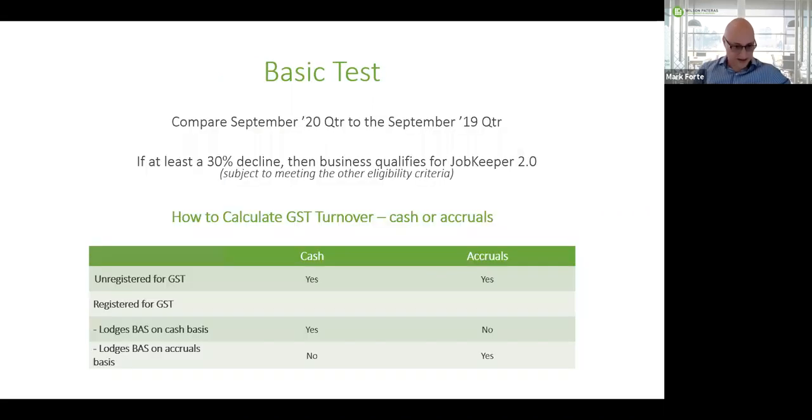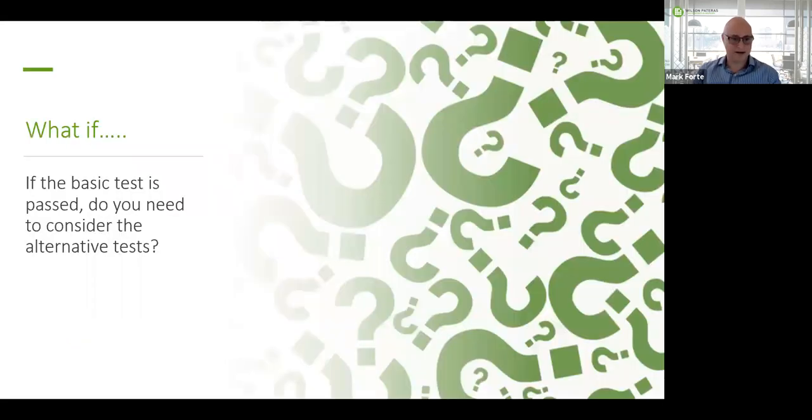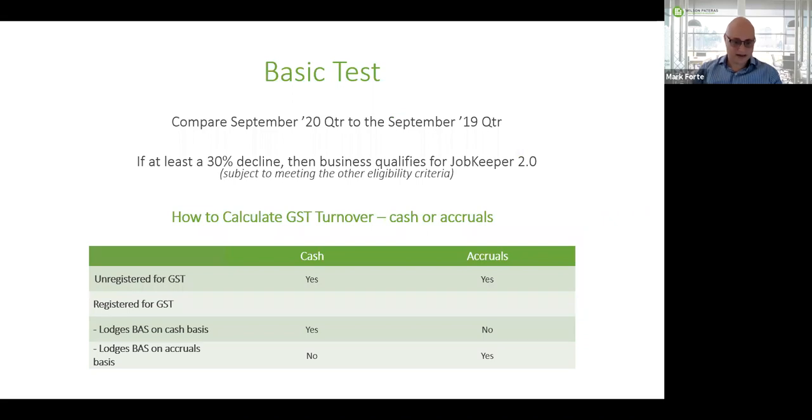So if we can just go back a couple of slides, Nick. Yeah, that's the one. So the basic test. Spend a bit of time on this one as well. It's not so much the test, it's all about the concept. The basic test is you compare your September 2020 quarter to the September 2019 quarter. Assuming that your turnover is less than $1 billion, if there is at least a 30% decline, then your business will qualify for JobKeeper number 2, subject to meeting the other eligibility criteria that I went through before.